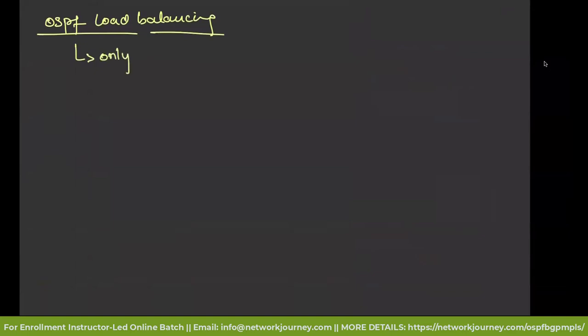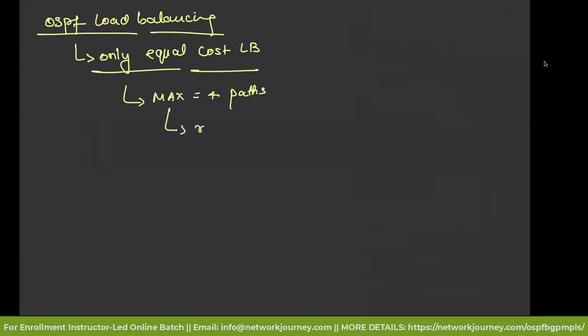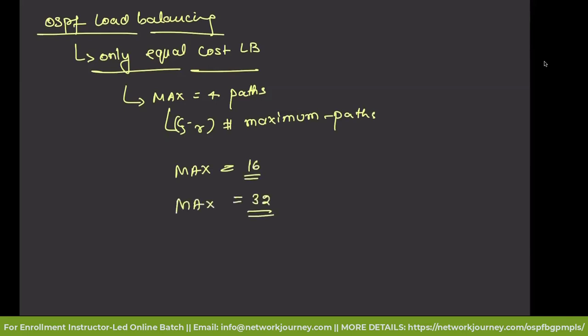Okay, so after this, let's first talk about OSPF load balancing. So guys, it can only do equal cost load balancing. By default, it can go up to a maximum of 4 paths only. You can change this. There is a router level command, which is maximum-paths, and then you can specify. Some routers can go up to 16 paths, and some high-end routers can go up to 32 paths as well. So this is how load balancing is going to happen: equal cost load balancing. If you have the same cost, then only it's going to do that.